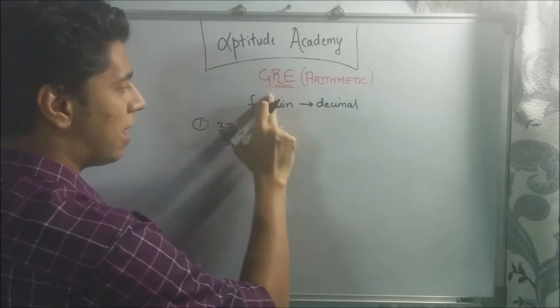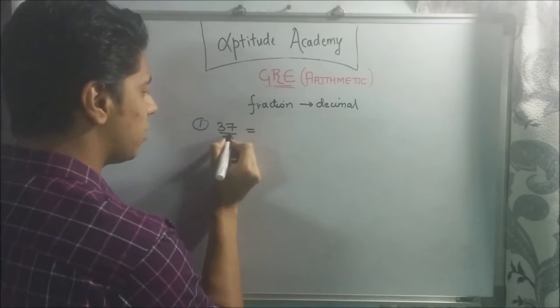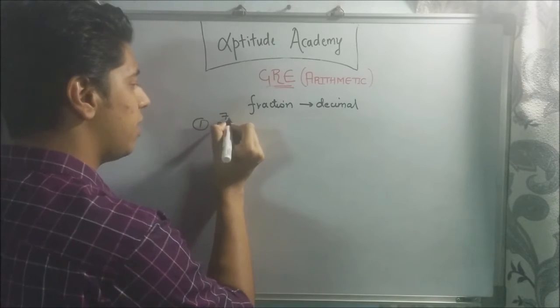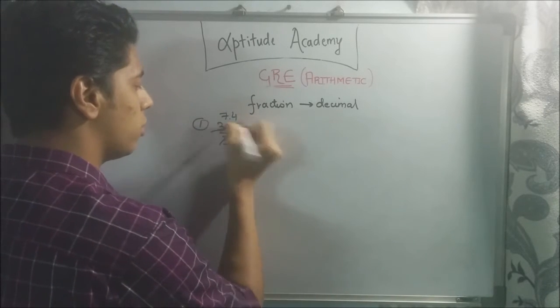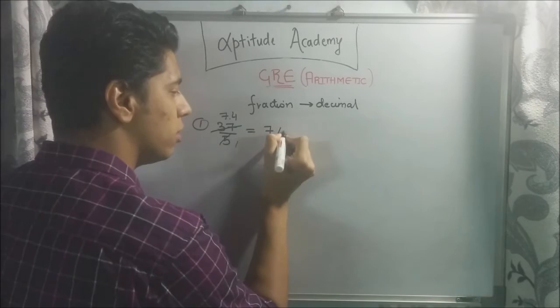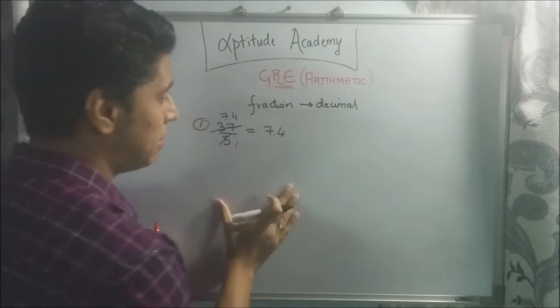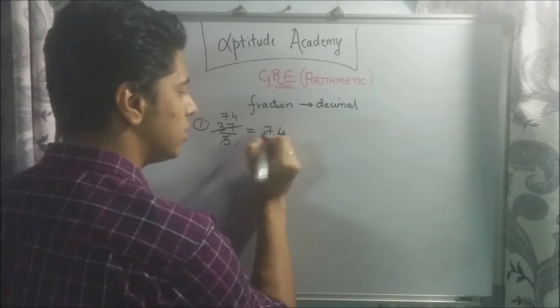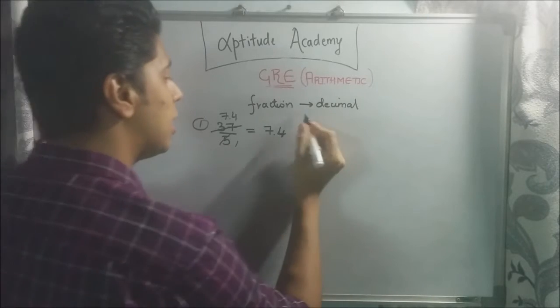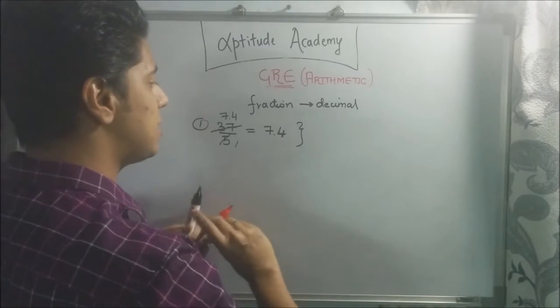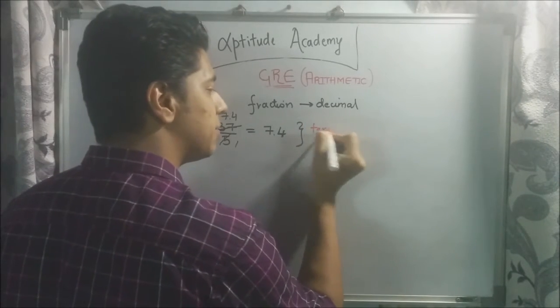If you have to convert this fraction back into a decimal, 5 1s are 5, 5 7s are 35, and you get 7.4. Now this is a nice decimal, but it ends at 4, 7.4, that's it. These kinds of decimals are known as terminating decimals.